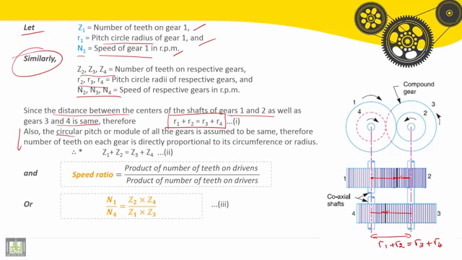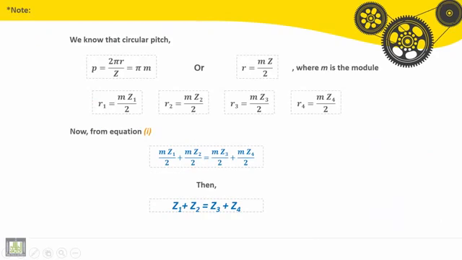Also, the circular pitch or module of all the gears is assumed to be the same. Therefore, the number of teeth on each gear is directly proportional to its circumference or radius. We'll find Z1 plus Z2 is equal to Z3 plus Z4. Let's see for this second equation how it is found.